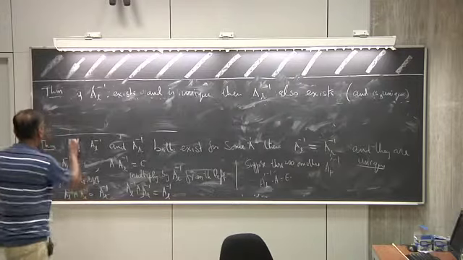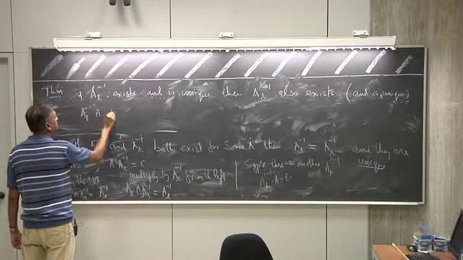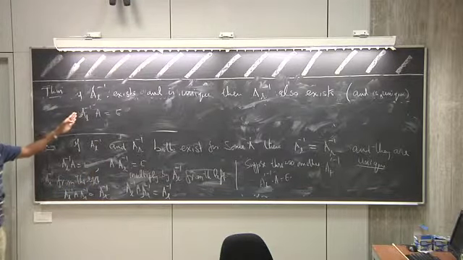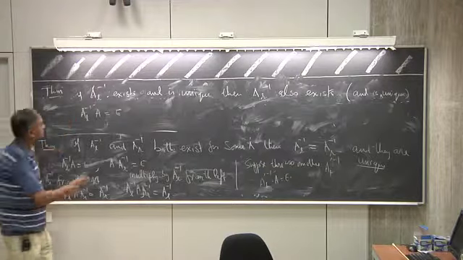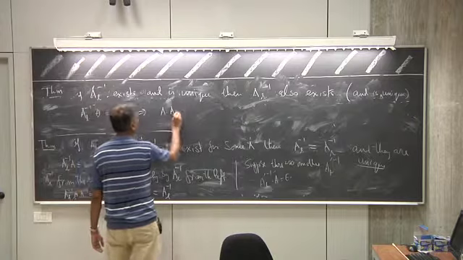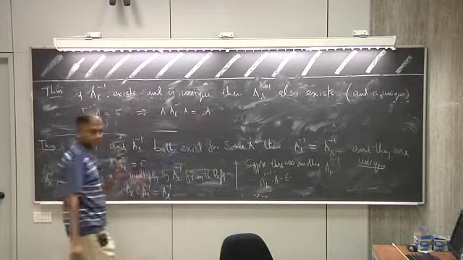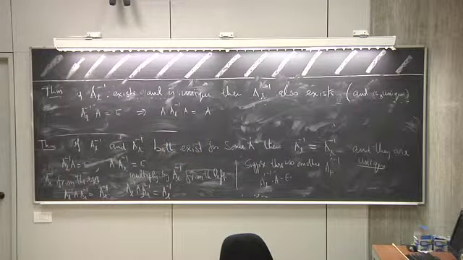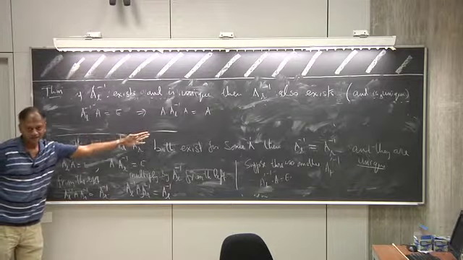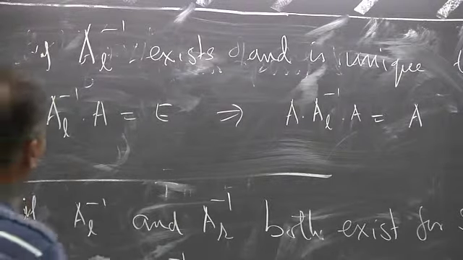So what it is saying is that A left inverse times A is identity, right? Now let me multiply by A from the left. Then you find A times A left inverse times A is equal to A, right? Because when you multiply A times identity, it is again A. Okay, that's that.